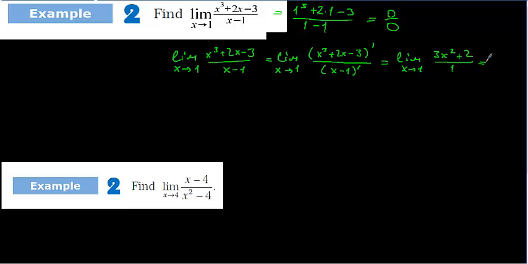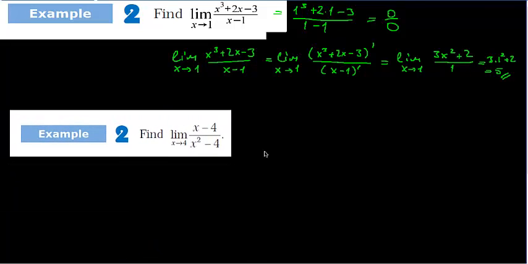It's going to be 3 times 1 squared plus 2, which is equal to 5. Okay, we found it for the first one. And the second one, I tried to explain this one. I said like this, it should be 0 over 0 indeterminate form.